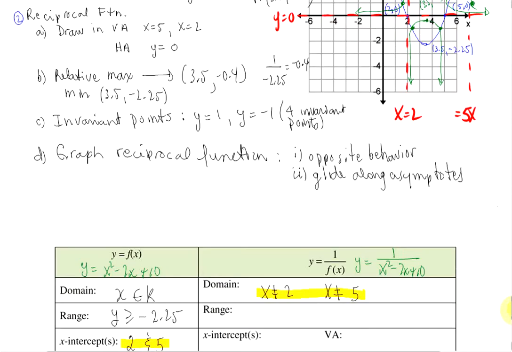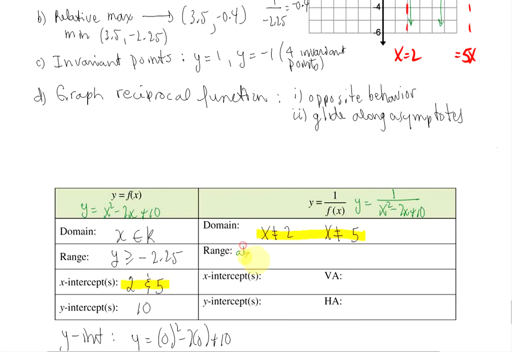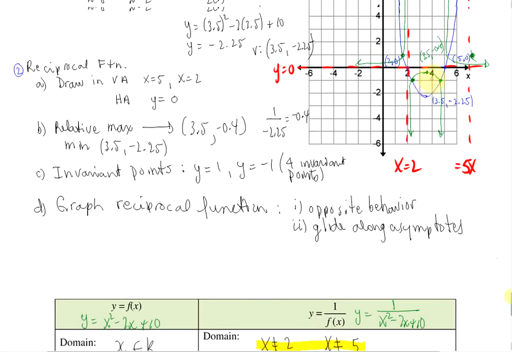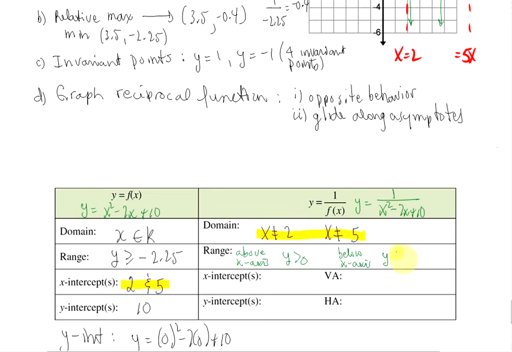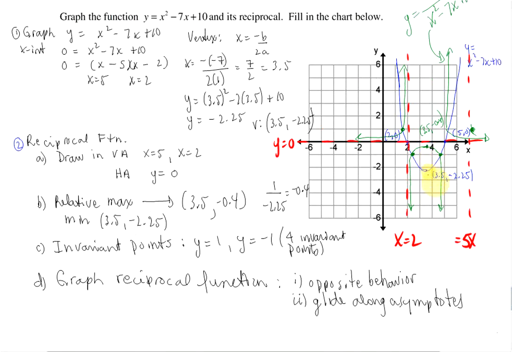Okay, our range is split up into 2 parts, the part which is above the x-axis and the part that's below. In this case, above the x-axis, y is greater than 0. Below the x-axis, okay, it's tied into your relative maximum, which is at -0.4, and so y is greater than or equal to negative 0.4. Sorry, less than or equal to negative 0.4, right? Because you want all those numbers which are less than this.